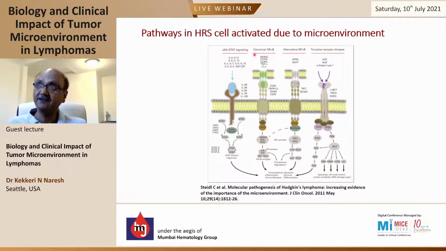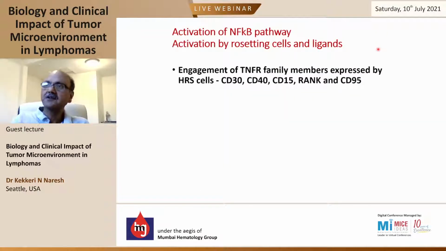The JAK-STAT signaling pathway, the NF-kappa B pathway, both the canonical pathway and the alternate pathway, and many tyrosine kinase induced stimulations. And again, in a sense, I think the most important aspect of Hodgkin lymphoma physiology is the TNF receptor family, composed of CD30, CD40, CD15, RANK, and CD95. And in the microenvironment, there are cells which have the ligands for all these receptors, giving proliferative signals and survival signals to the Reed-Sternberg cells.